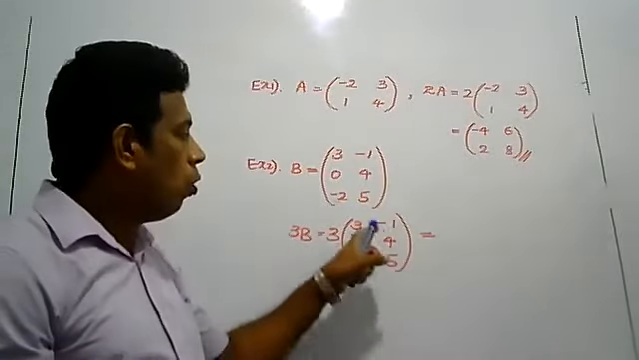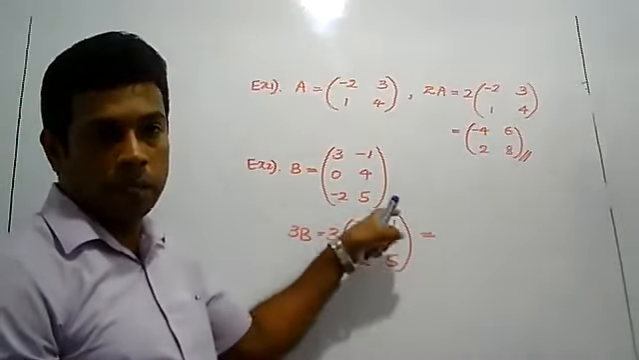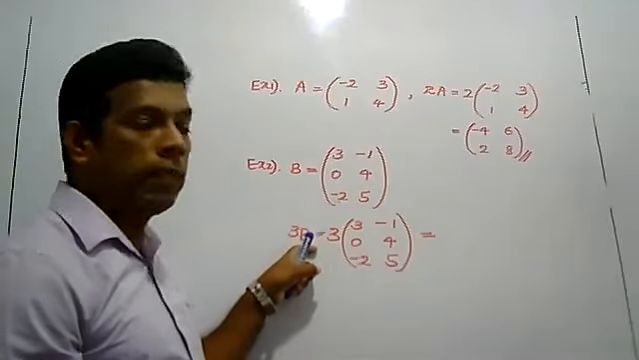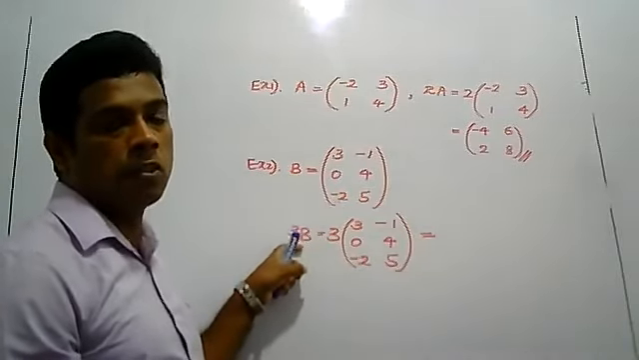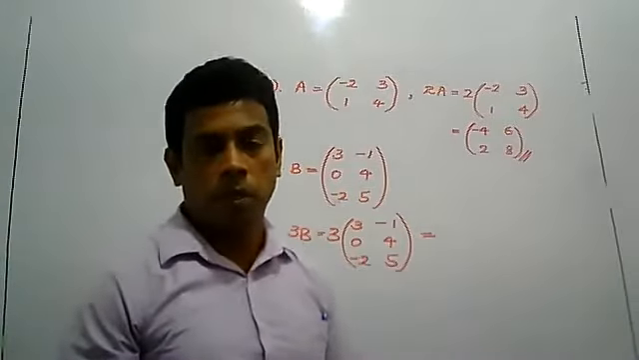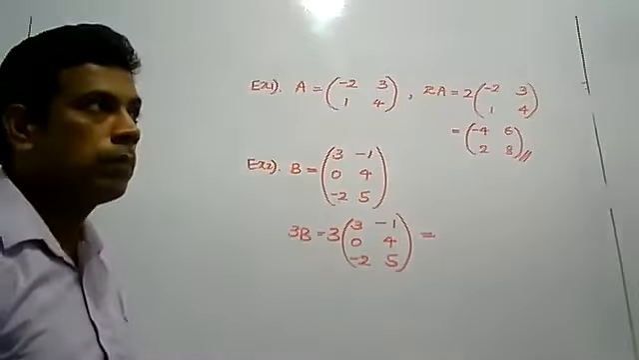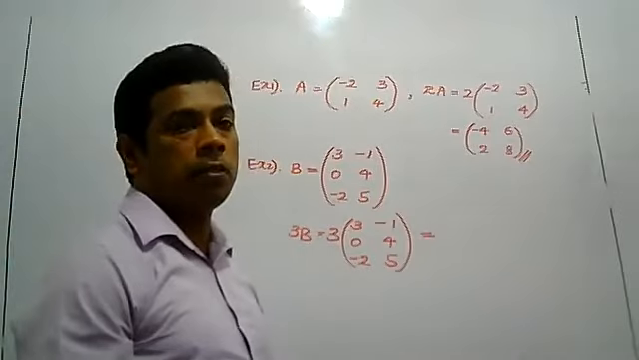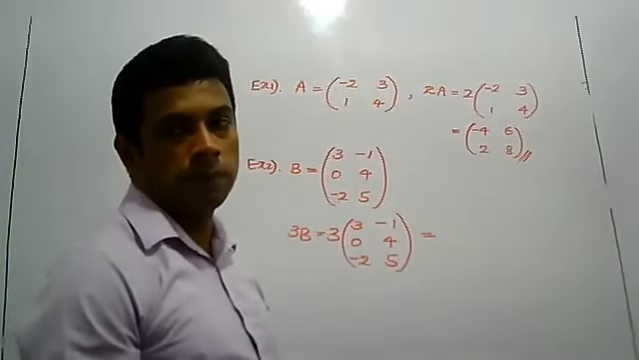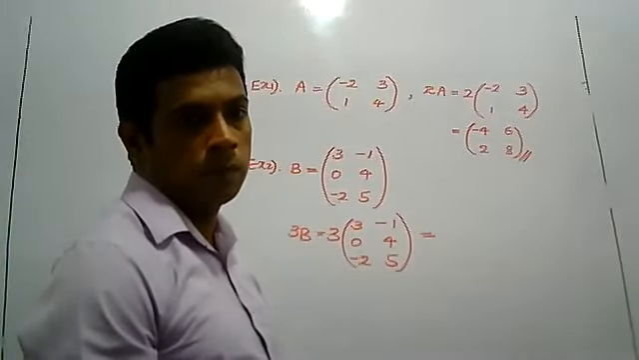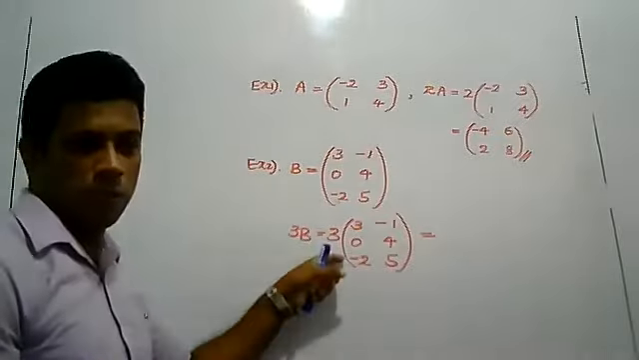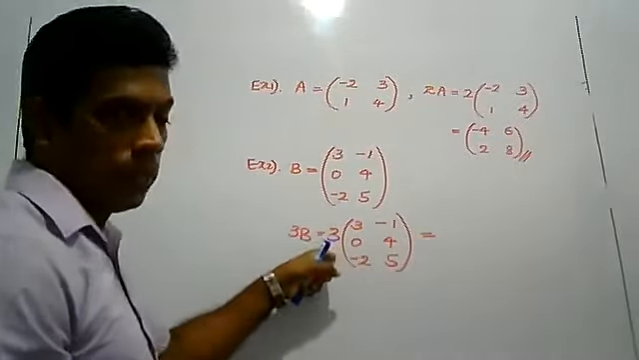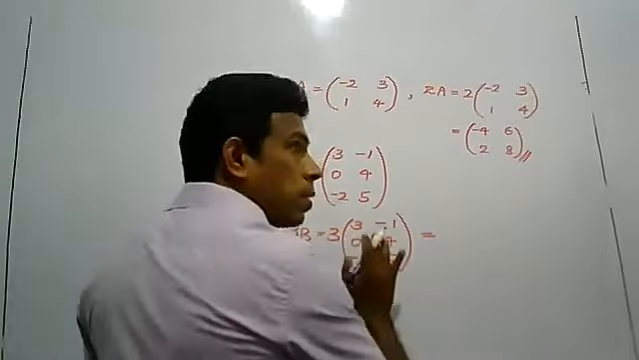There are 6 elements in matrix B. Multiply all the elements of matrix B by 3. Then we will multiply. No need to take more time. I'm explaining this and then we can start to do sums today.